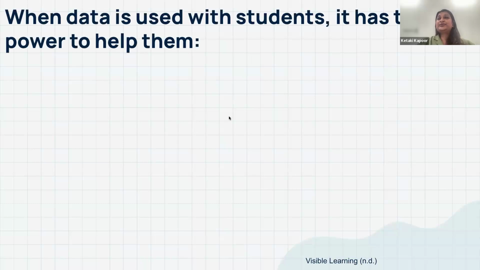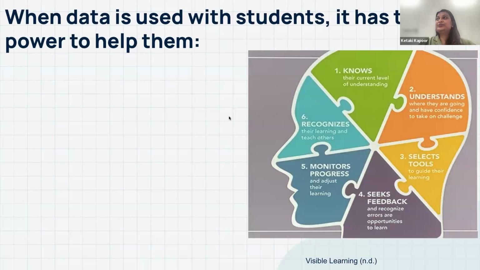So when data is used with students, it has the power to help them. Let's look at how. In this case, it's about helping them build metacognition. How best do they learn, right? How are they using their own data? How are they starting to reflect on their strengths and areas of improvement? How are they seeing the patterns in their learning behavior and strategies? And how are they seeing themselves as learners?